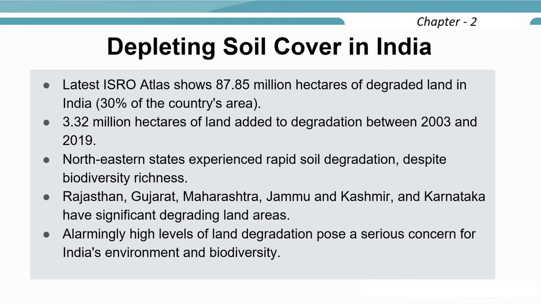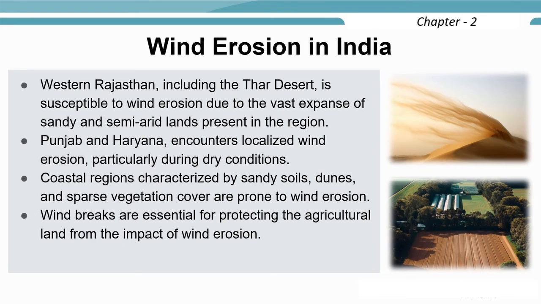Western Rajasthan, including the Thar Desert, is susceptible to wind erosion due to the vast expanse of sandy and semi-arid lands present in the region. This area is vulnerable to wind erosion, so there will be significant formation of sand dunes.